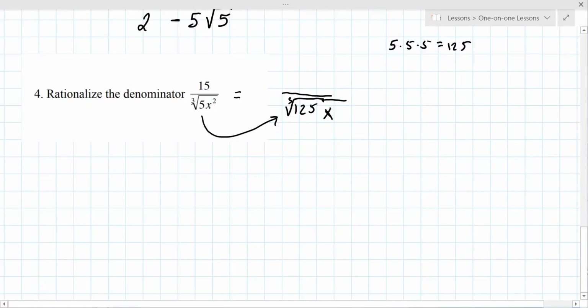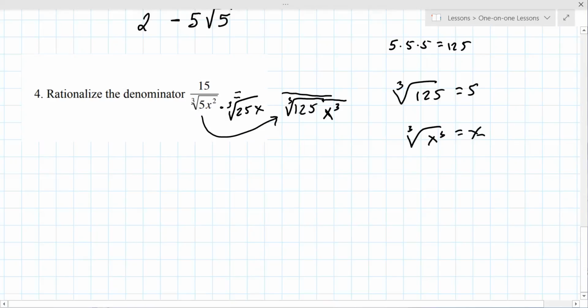And then if you had an x cubed here, the cube root of 125 equals 5. The cube root of x cubed equals x. And that's what we need to get to. So, like, what do we multiply by to get that? Well, if you multiply by the cube root of 25, 25 times 5 gets to 125. X times x squared gets you to x cubed.